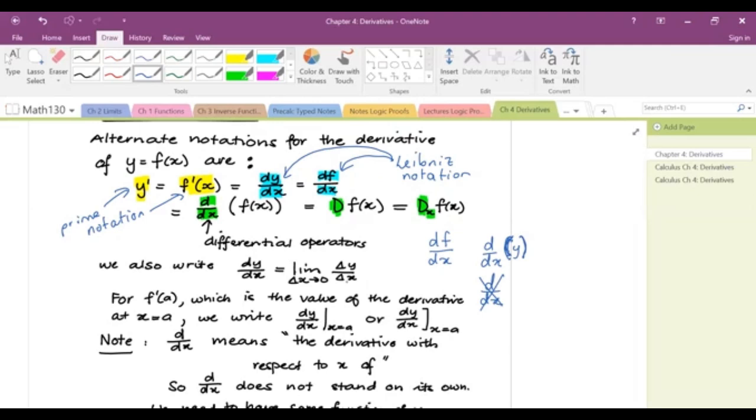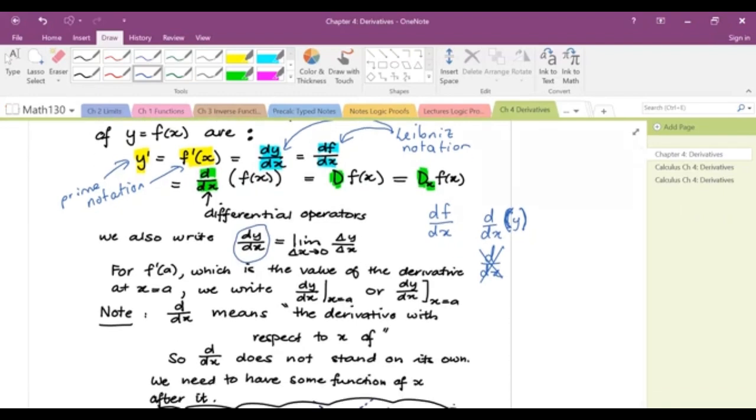Delta y by delta x is the average rate of change of y with respect to x, and dy by dx is the instantaneous rate of change. So again, notationally, for f prime of a, that is the value of the derivative evaluated at x equal to a, we write dy by dx at x equal to a. So we put either a vertical line or a bracket here, indicating that we are evaluating that derivative at x equal to a.